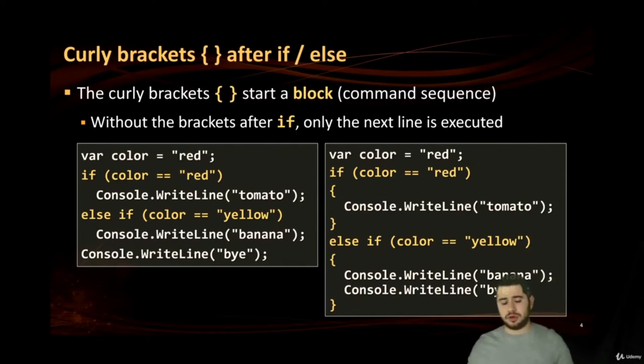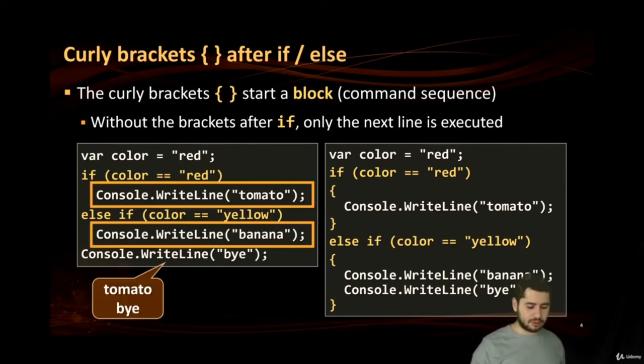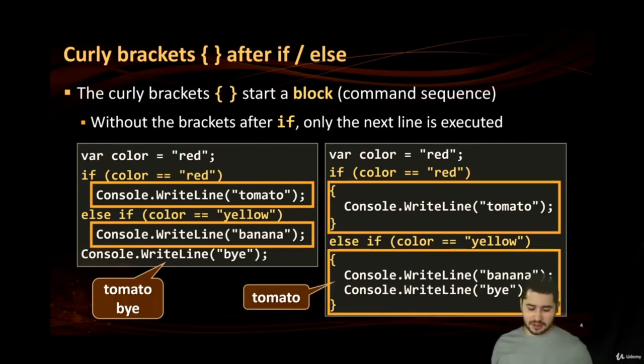So my advice is, in this case, always put curly brackets. You can just go without putting them, but if you do that, you can only put one command. If you put more than one, you get a wrong result. In this case, you have tomato buy. In this case, you have only tomato when the color is red. So that's the example we have here, which shows the same thing.